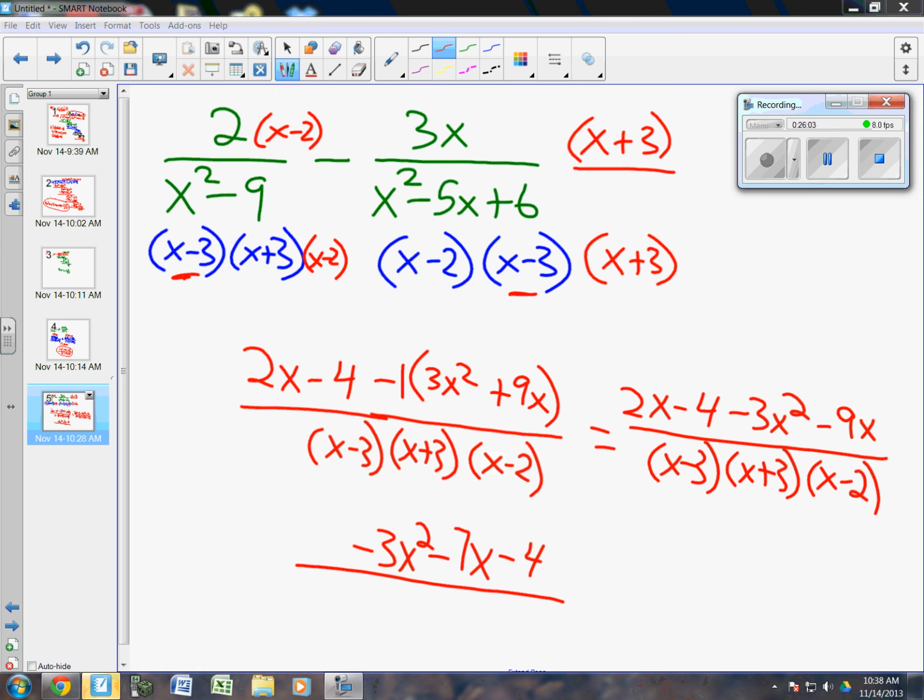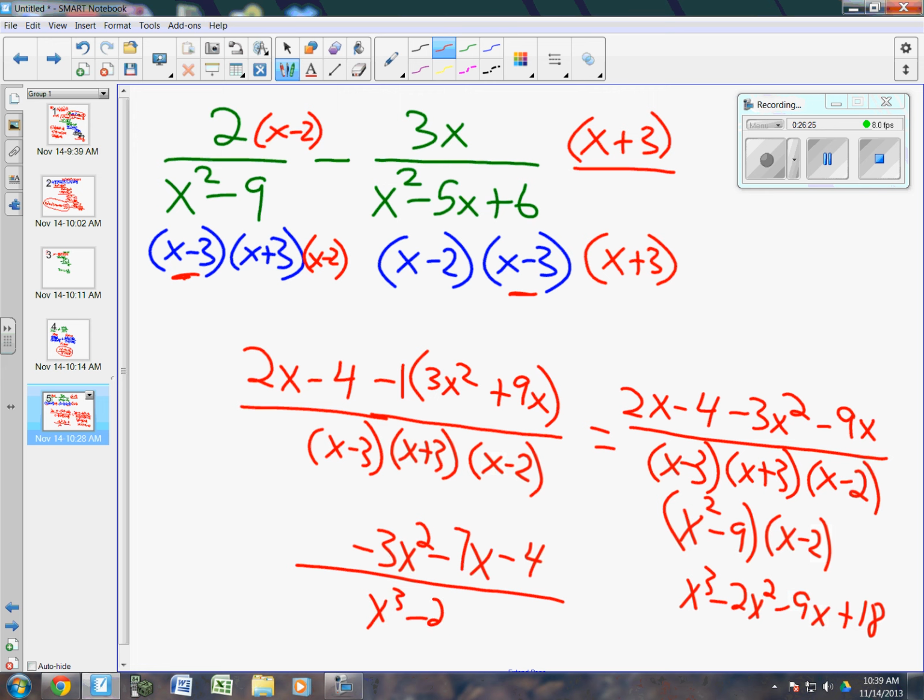Well, I know, first of all, that this is going to be x squared minus 9 times x minus 2, if I multiply the first two together. And if I FOIL, I get x cubed minus 2x squared minus 9x plus 18. And if I combine, there's no like terms. So it's x cubed minus 2x squared minus 5x plus 18. And there is my answer right there.